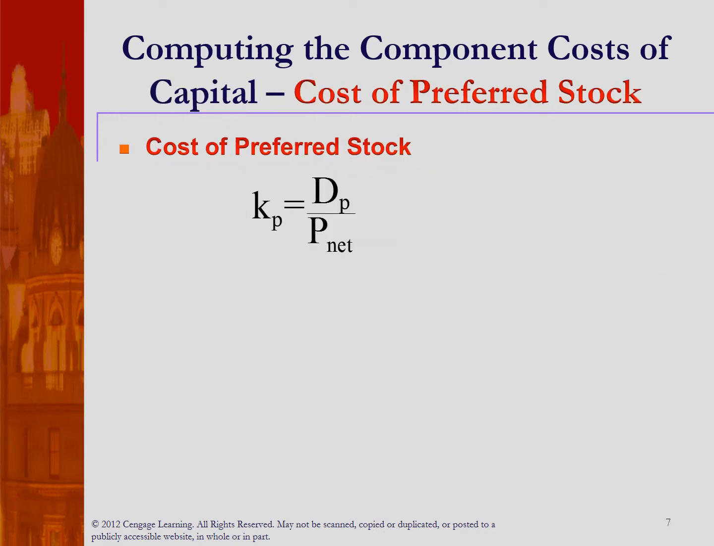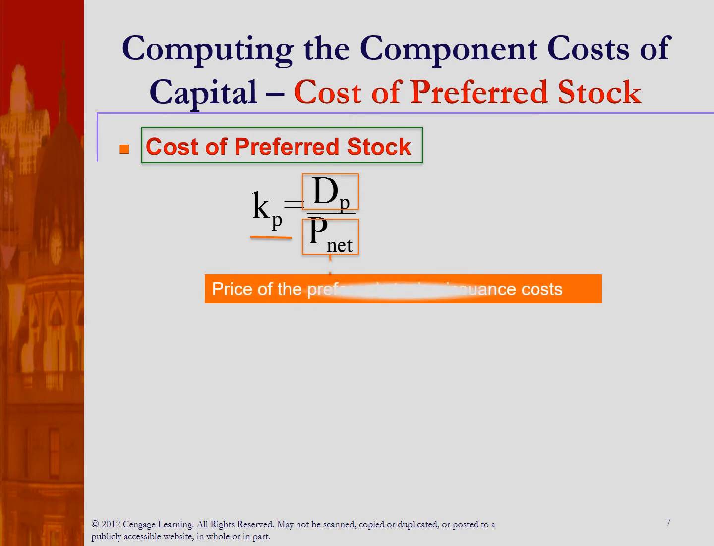We now discuss the computation of the cost of preferred stock. The cost of preferred stock is the rate of return required by a firm's preferred stockholders. From the perspective of an issuing firm, the cost of preferred stock is calculated as constant preferred dividend divided by net proceeds to the firm. Net proceeds to the firm are calculated by the price of the preferred stock minus issuance costs.